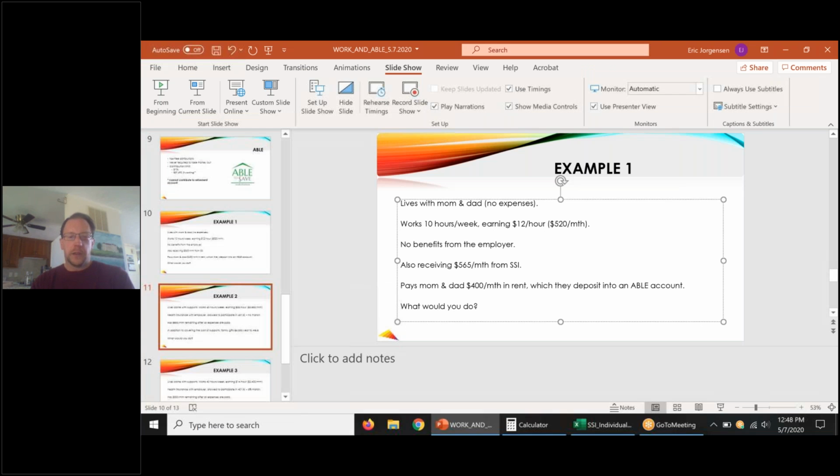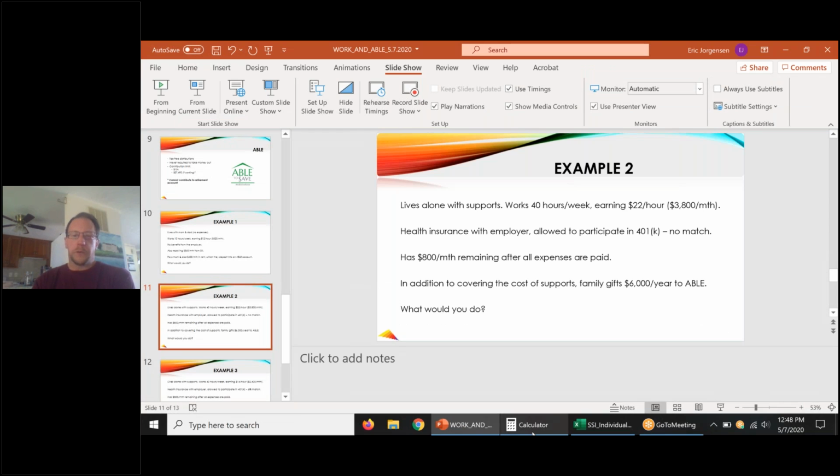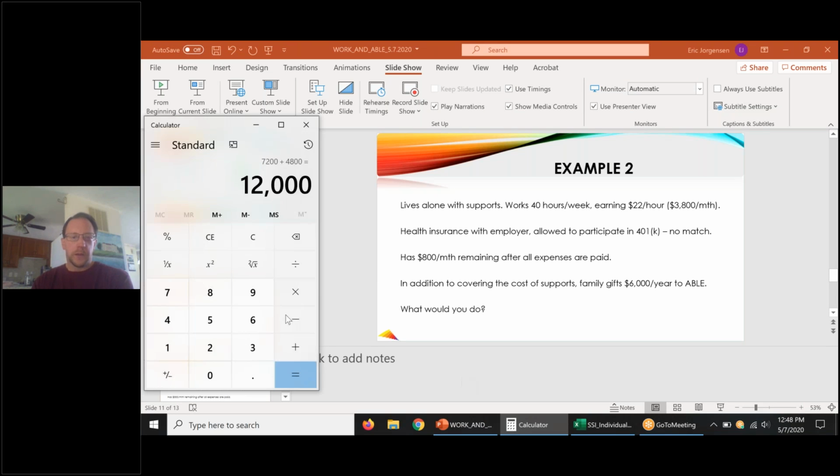Again, in this case, I would look at probably contributing to the ABLE account, and here's why. So you have $800 a month times 12. You don't have to contribute everything, right? I mean, you can. In this case, you aren't necessarily worried about keeping SSI or Medicaid, but you do have a disability that qualifies you. So, you can do the $9,600 a year. The family is gifting $6,000.